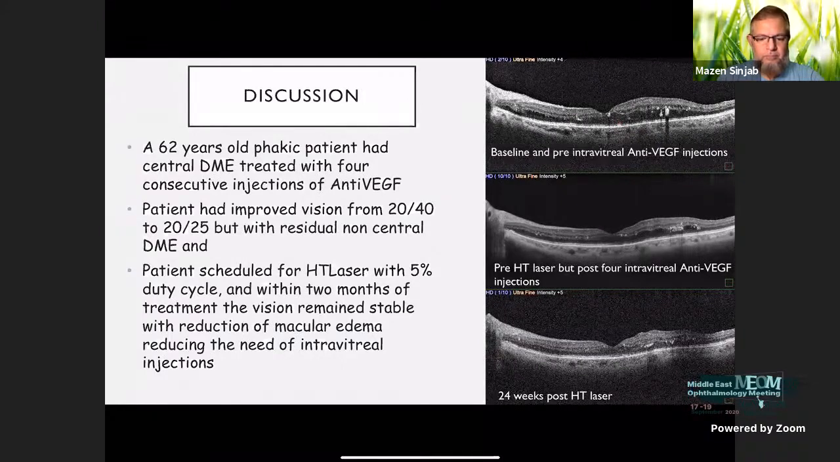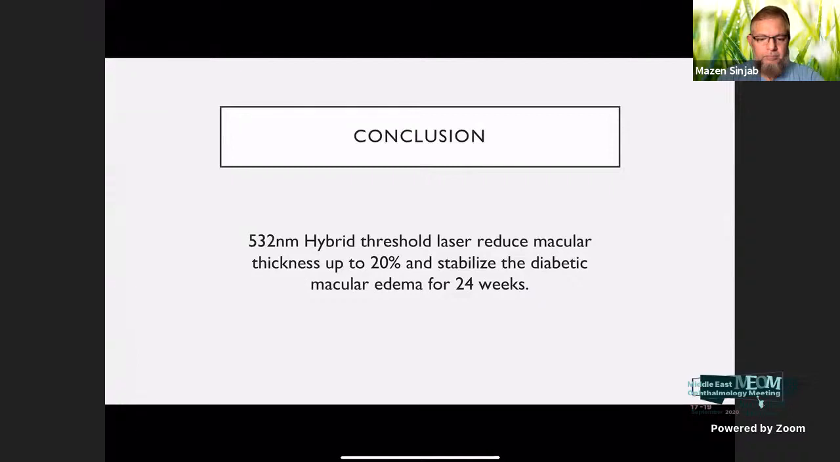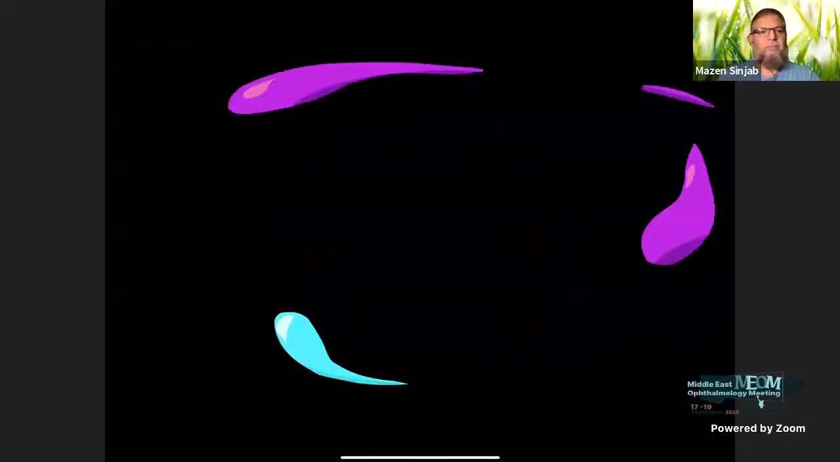In conclusion, 532 nanometer hyperthreshold laser reduced macular thickness up to 20% and stabilized the diabetic macular edema for 24 weeks. Thank you for listening.